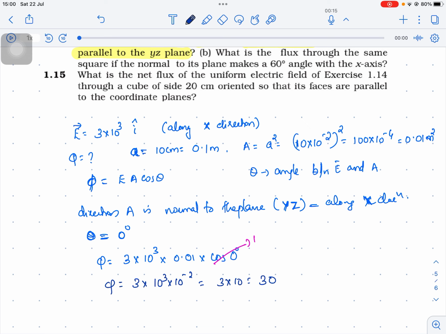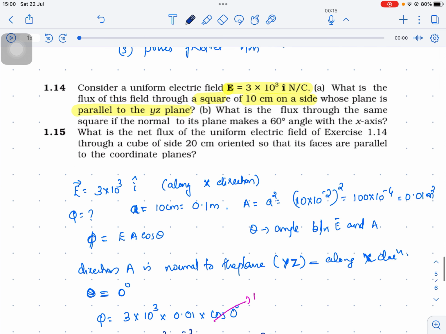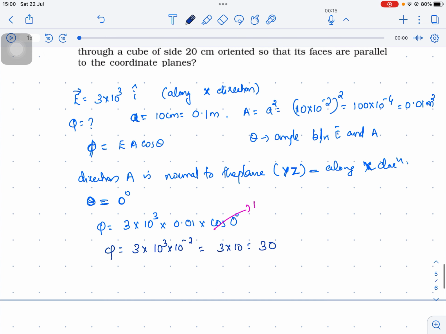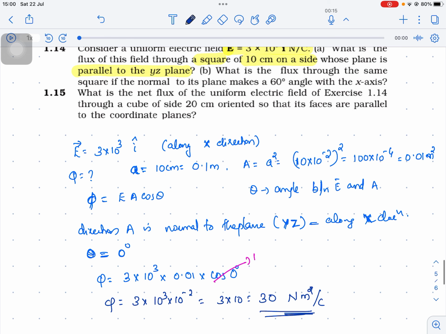So here the units of electric field is given in Newton per coulomb. Area is meter square. So you can just put the units in those terms, that is Newton meter square per coulomb, which is the flux when the plane lies parallel to the y-z axis. Okay, this is our first part of the question.